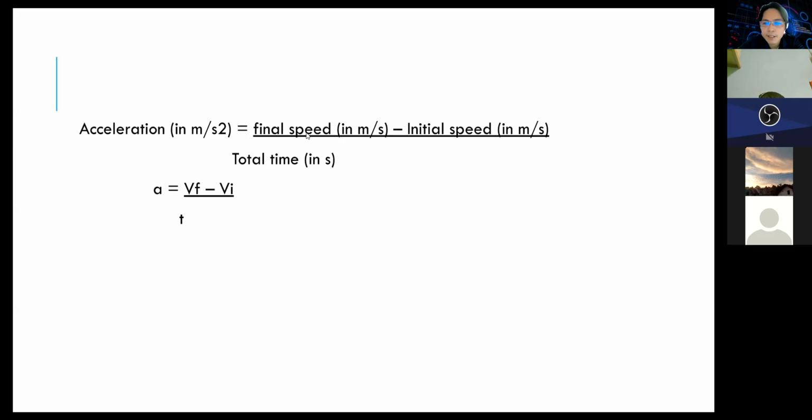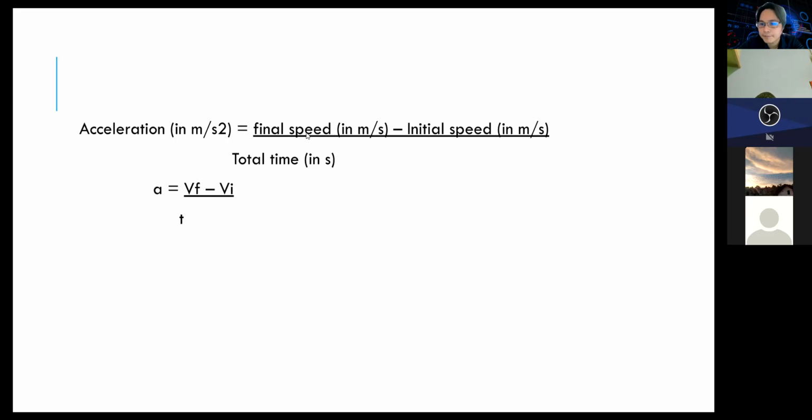Right? So somebody asked me, I think that was last month, January, where can I find the initial speed? How can I solve this one? If it doesn't actually indicate the initial speed there, therefore you will start at 0. Final speed minus 0, so that you can actually get the VF minus VI over time.